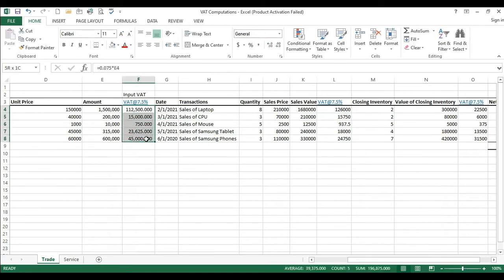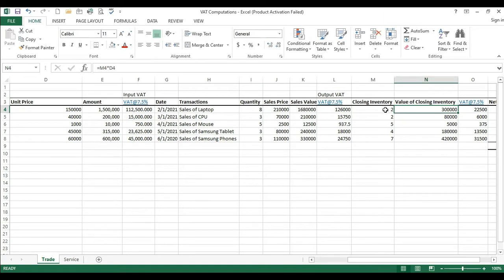This column here is the what? Input VAT. Now, you won't just say output VAT minus input VAT. So I'll put what we call output VAT here. Okay? So this is the output VAT. So you won't just say output minus what? Because there's closing inventory here. Closing inventory is 2.